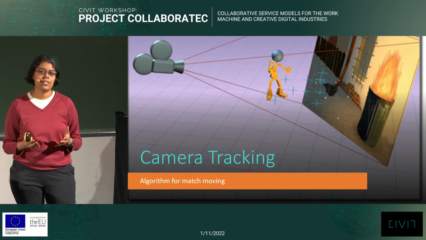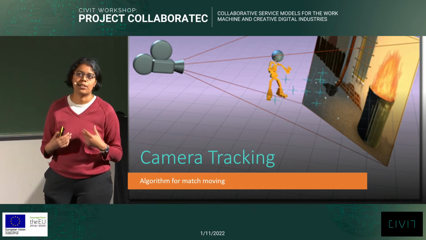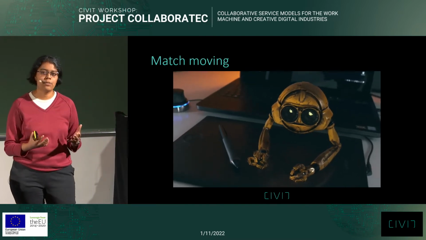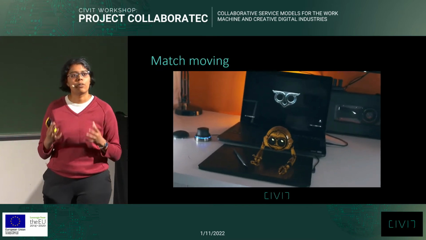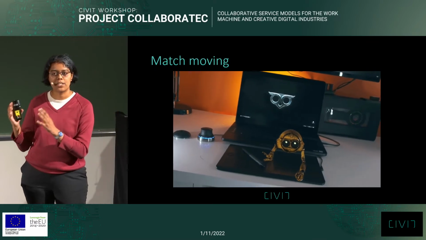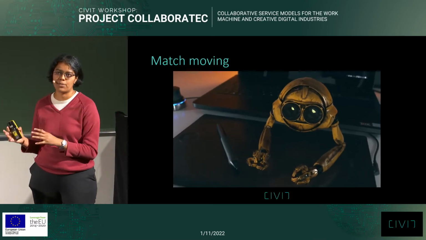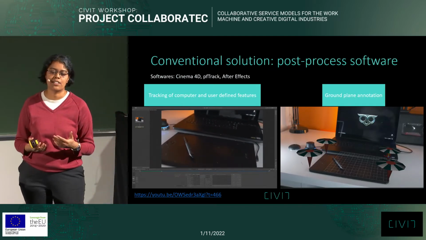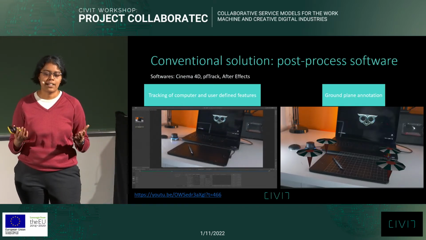Another demo that we have is about camera tracking, which is for the creative industry. So match moving is a technique where you want to augment a virtual object into the scene so that it moves along with the background objects. And normally what happens in the industry is that you use a software like Adobe After Effects.